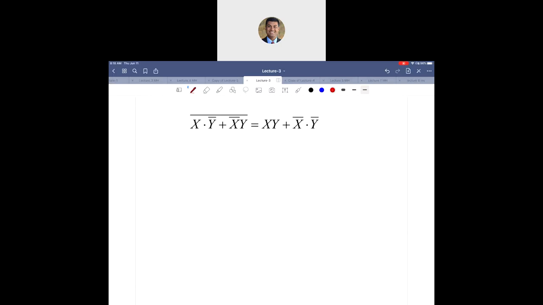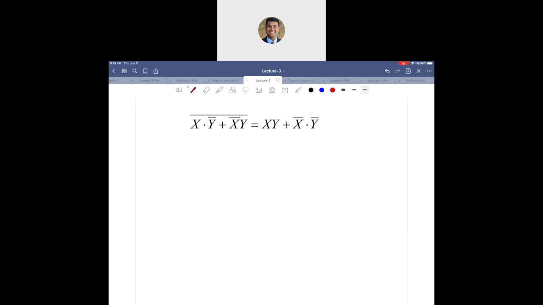One quick way to see what's going on here is to recognize that this function under the complement sign is an exclusive OR operation. And of course, when you complement an exclusive OR operation, you get an exclusive NOR operation, which is the right hand side. So I know this is true. I just need to prove that.